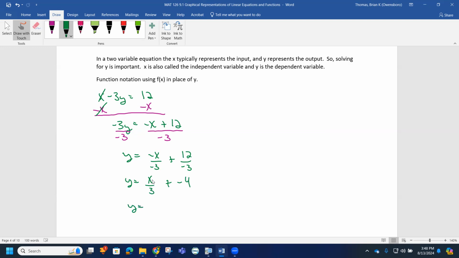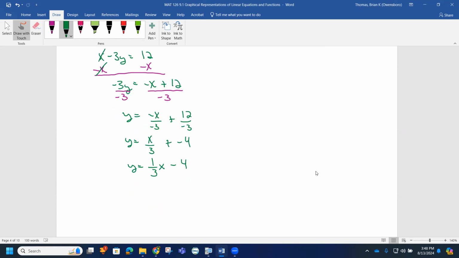Now, instead of saying dividing by 3, you could bring this out as a coefficient and write this as 1/3 x. Instead of saying plus a -4, you can just simply say -4 because that implies a plus a -4. So in simplest form, we would write this as y equals 1/3 x minus 4.